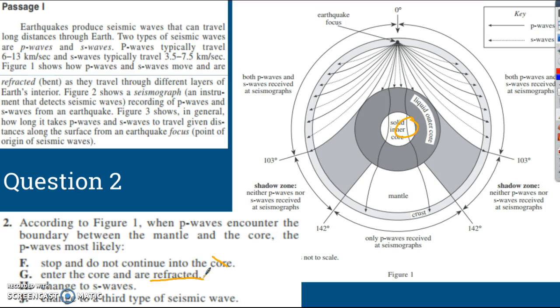They change to S waves. We know they don't change to S waves. They change to a third type of seismic wave. We only have 2 types, so it's not that one. It's not stop and continue. It must be G is our answer there.